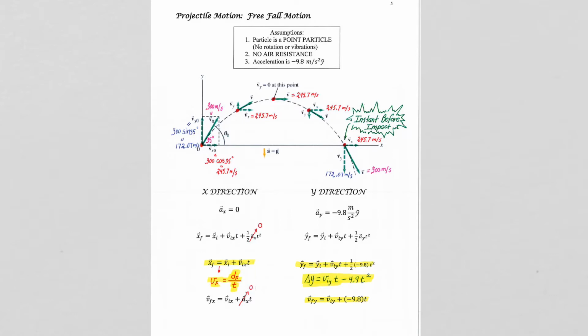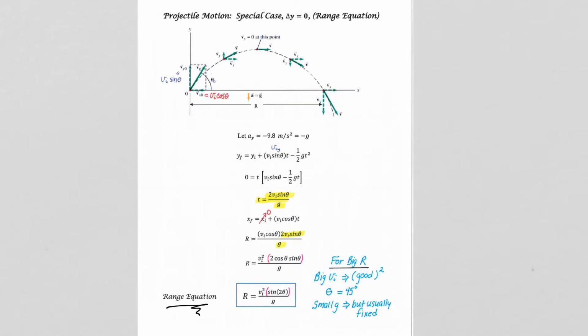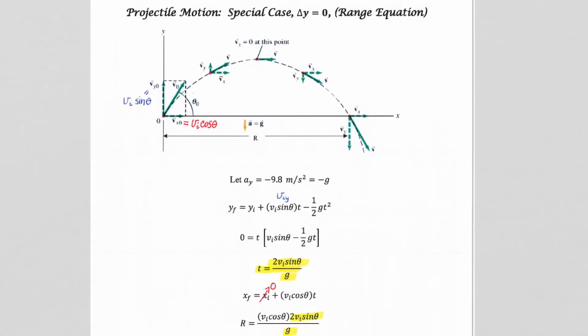advise you, and myself, will problem solve using separate x and y direction analysis like we have just done. But it is very instructive to consider this situation. So special case, range equation, delta y equals 0 only. Please only ever apply the range equation to this case. So if the projectile does not make it back to the ground, range equation doesn't apply. If the projectile goes past ground level, like shot from a cliff, range equation does not apply. So please do not ever use the range equation if it is not a delta y equals 0 problem.